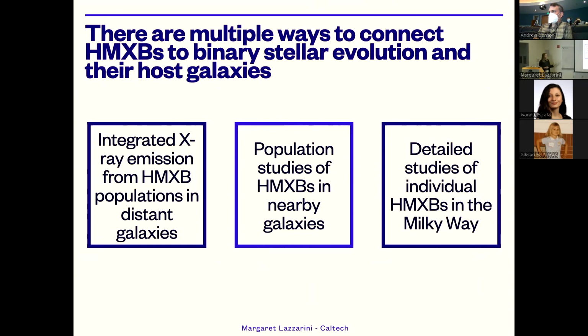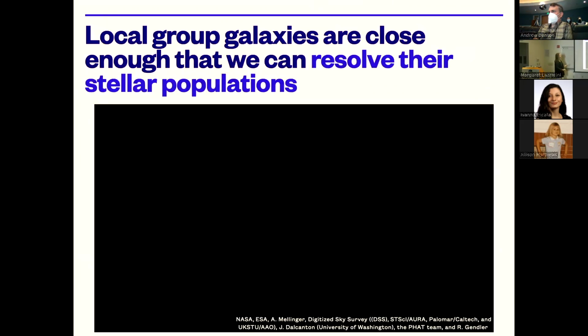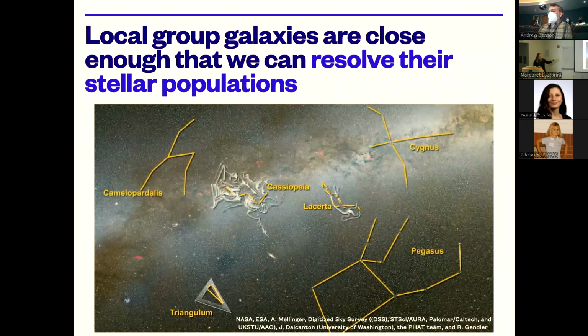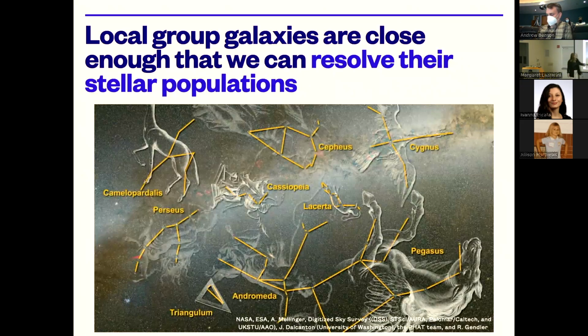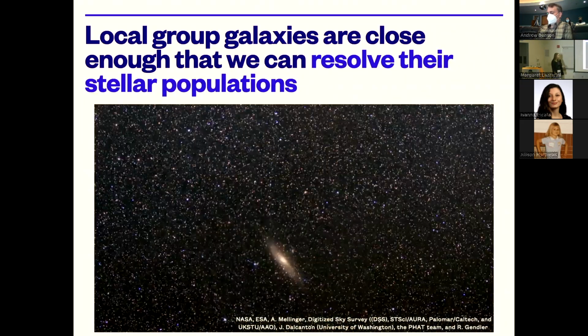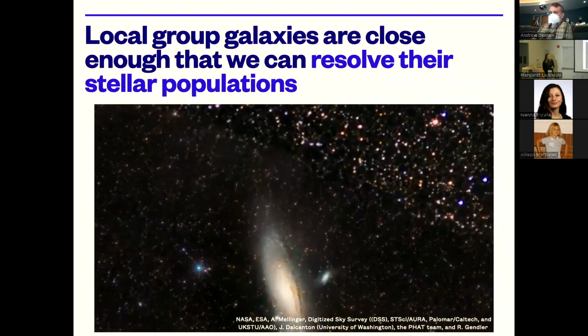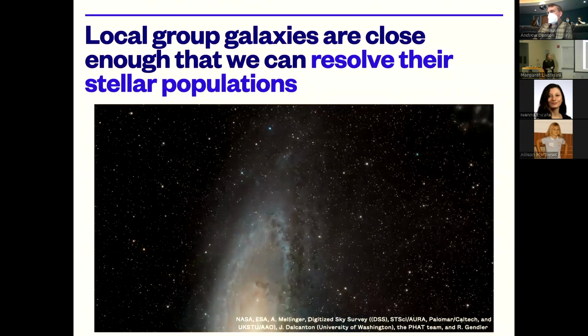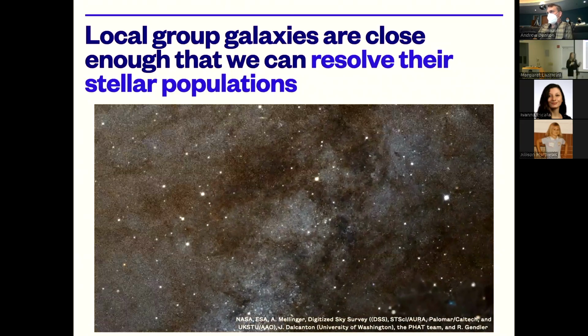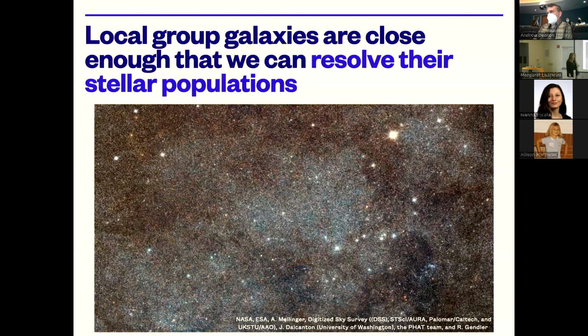The real reason why nearby galaxies are such a great place to do this work is because they're close enough that we can actually resolve their stellar populations. So I hope that this will work. I have a little video here showing an animation that will zoom in eventually. You start off with the Andromeda constellation, and here's the little Andromeda galaxy. We're starting with ground-based images, and as we zoom in, we're going to transition to the HST data from the PHAT survey, the Panchromatic Hubble Andromeda Treasury, that I use in my work studying HMXBs in M31.